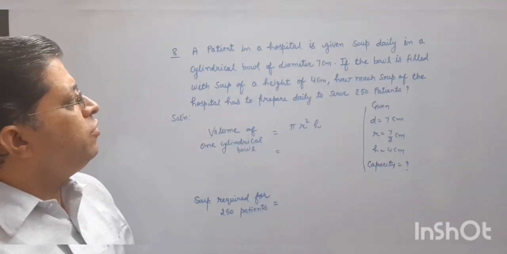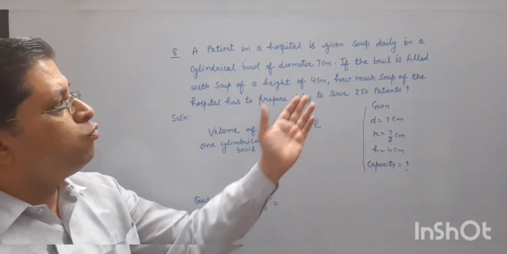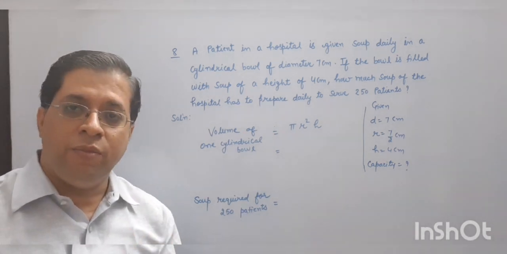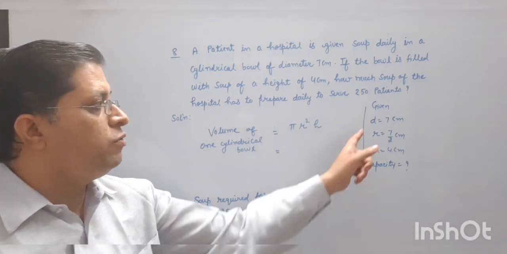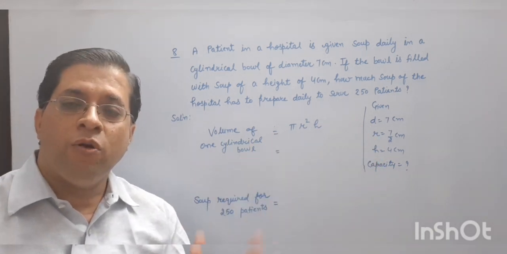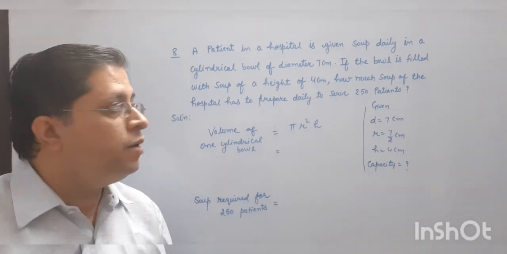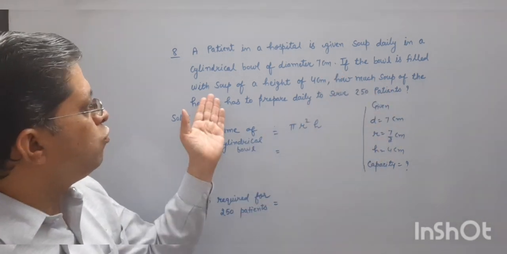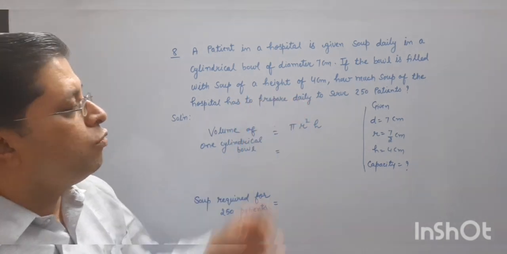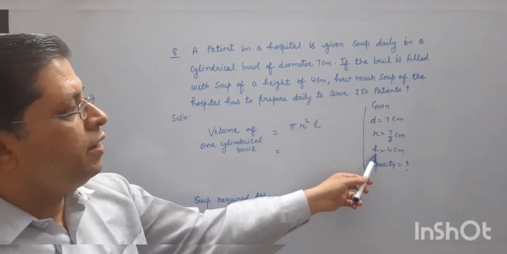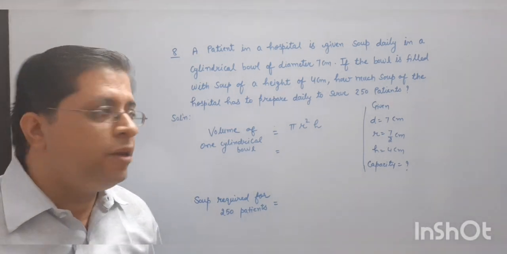Question is, a patient in a hospital is given soup daily in a cylindrical bowl of diameter 7 centimeter. Diameter is given to you 7 centimeter. Then what will be the radius? Radius will be 7 upon 2 centimeters. It is very clear. If the bowl is filled with soup to a height of 4 centimeter, height is given 4 centimeter, you can write h is equal to 4 centimeter.